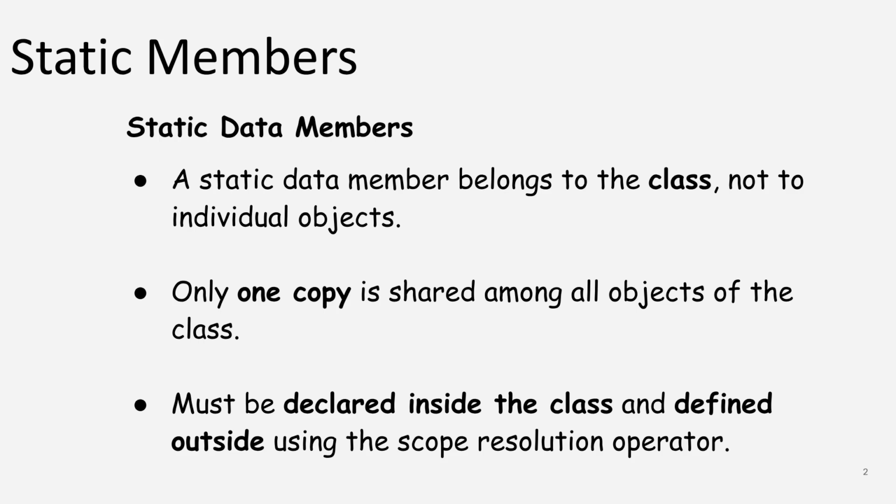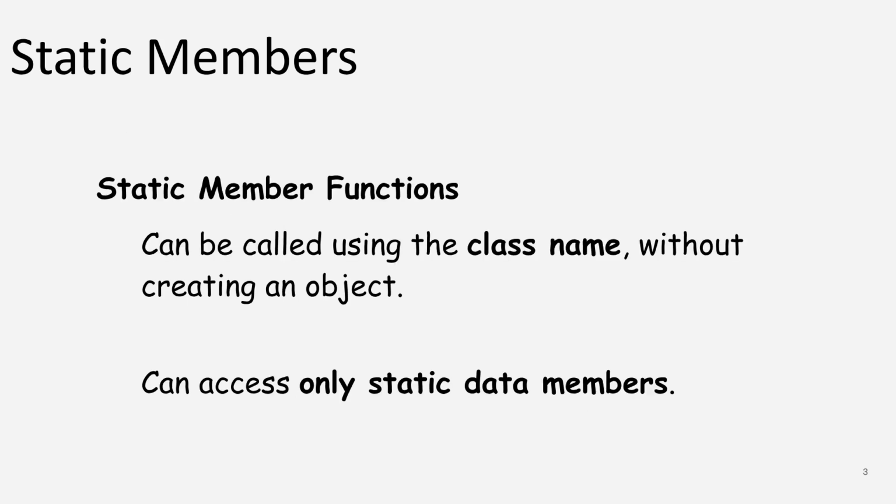Static data members belong to the class, not individual objects. Only one copy is shared among all objects. They must be declared inside the class and defined outside using the scope resolution operator. Static member functions can be called using the class name without creating an object. They can only access static data members.